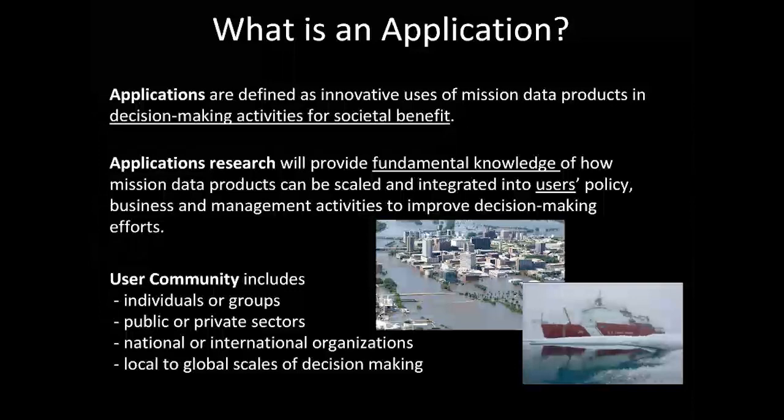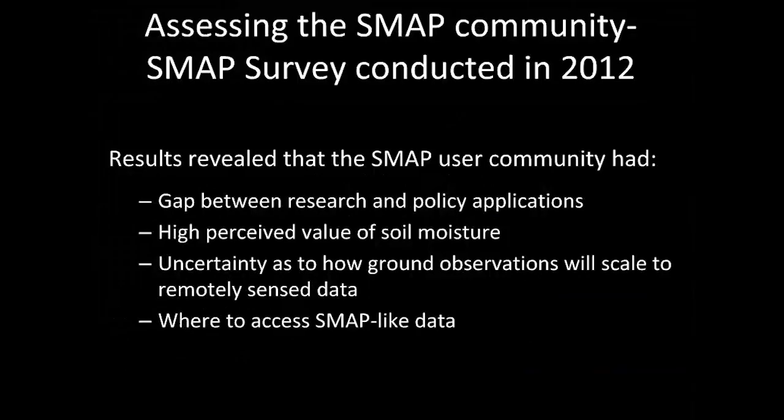So when we do our applied research, we apply and provide the fundamental knowledge for the data, but we make sure that there's user policy or business management activities incorporated and have a potential to improve the decision structures from the use of that applied research. And the user communities are inclusive. I mean, they go from individuals or groups, public or private sector, and they span global scales of decision making down to local, and we look at national and international organizations and partners as far as the information that we seek to improve upon, or just feedback that we search for.